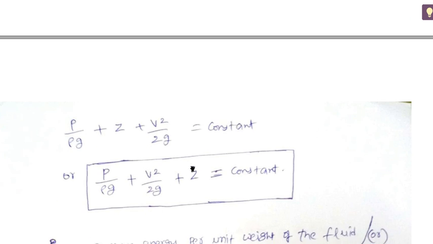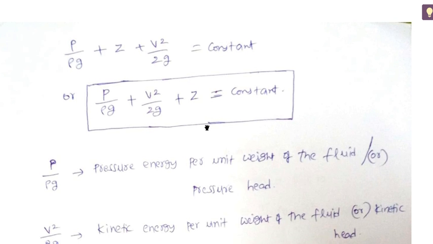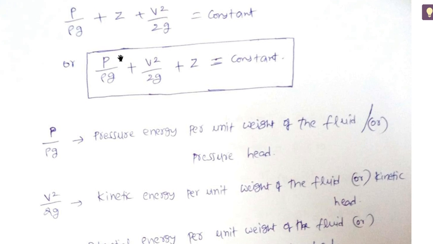The same expression can be written as p by rho g plus v square by 2g plus z equals constant. This is known as Bernoulli's equation. The first term, p by rho g, indicates pressure energy per unit weight of the fluid. The second term indicates kinetic energy per unit weight of the fluid. The third term indicates potential energy per unit weight of the fluid. So we can state Bernoulli's equation as: the sum of kinetic energy, pressure energy, and potential energy at any point in a flow is the same.